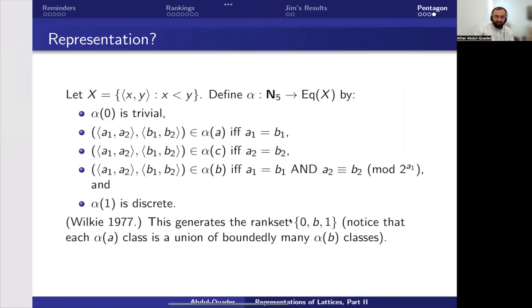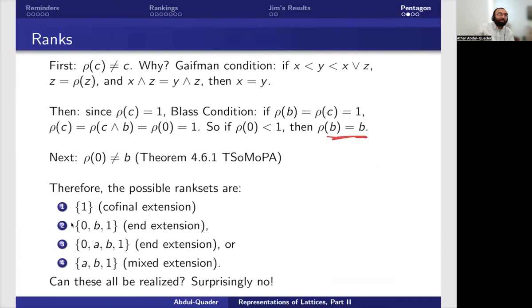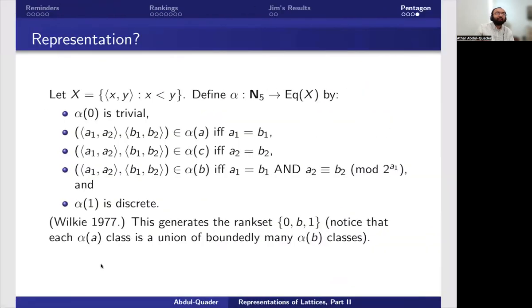So I'm not going to go through this, but I'll just mention this was the representation of N5 that Wilkie used in his paper. That again, I mentioned we could realize this rank set. I'm not going to say anything about this one. This one is ruled out, number 4, for the case of PA.